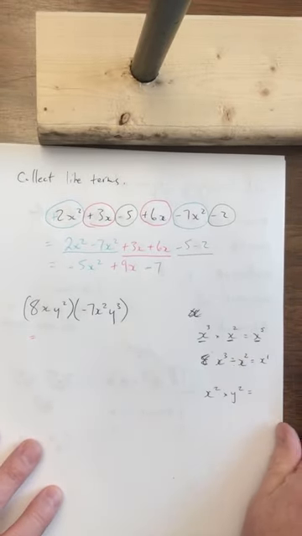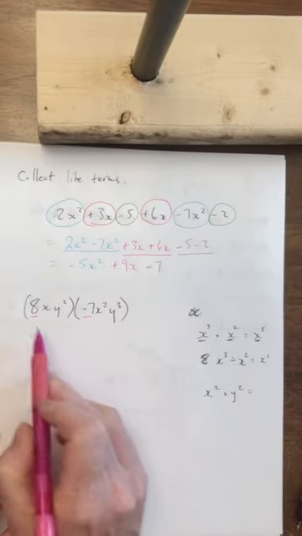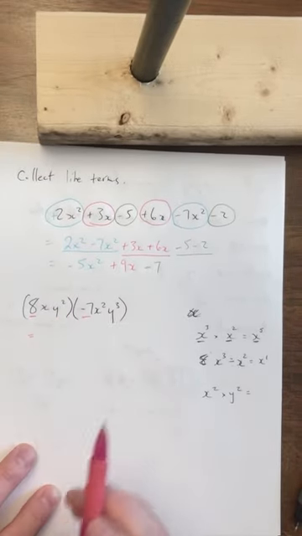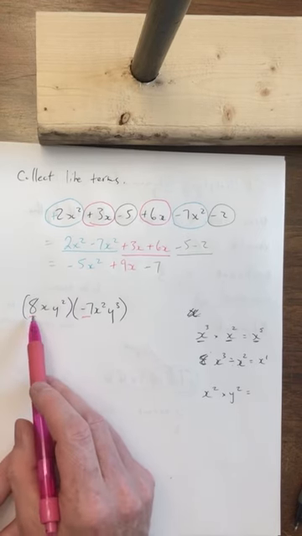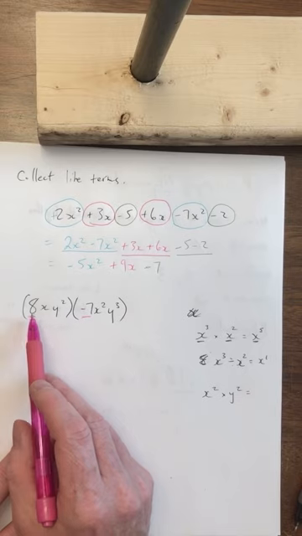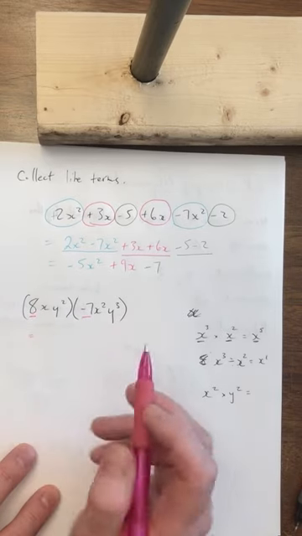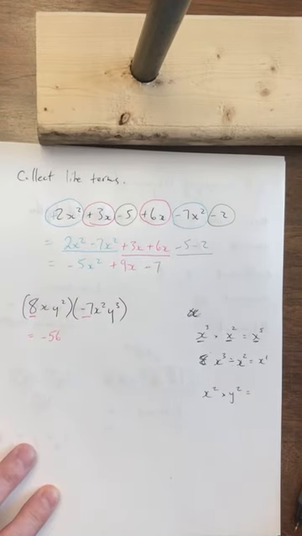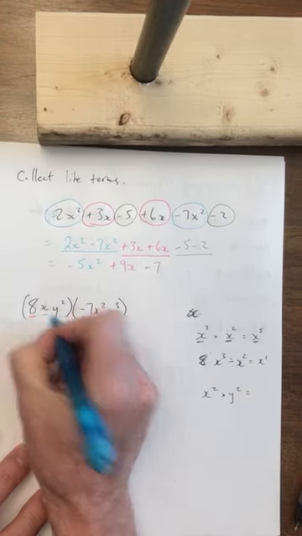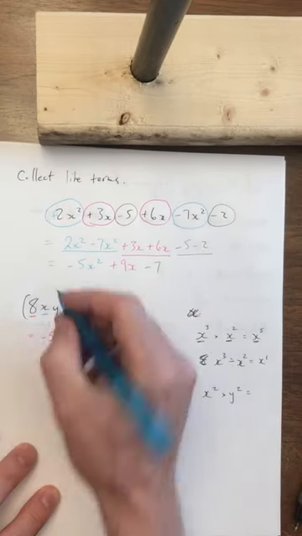We can only utilize these rules if we have the same base, and we keep the same base in the answer. Now in this case, we are multiplying everything in this bracket by everything in this bracket. This becomes a three-part process. I've identified my coefficients, 8 and minus 7, so I'm going to multiply those first. 8 times negative 7 is negative 56.